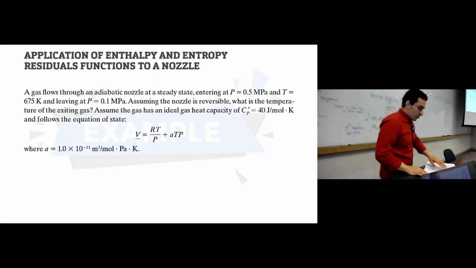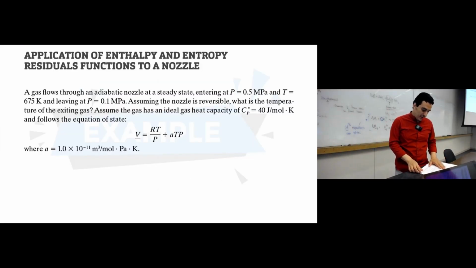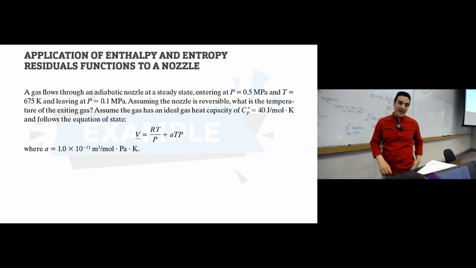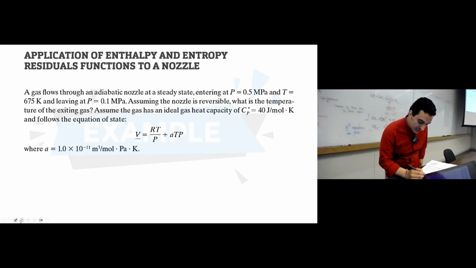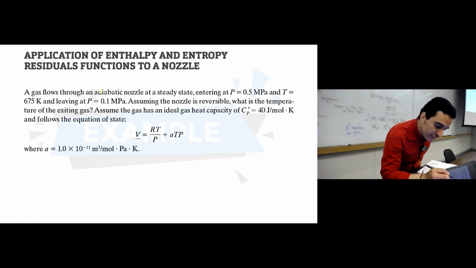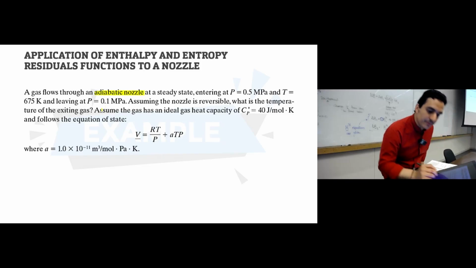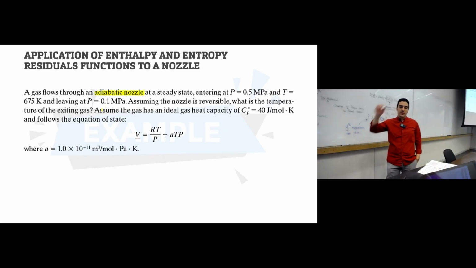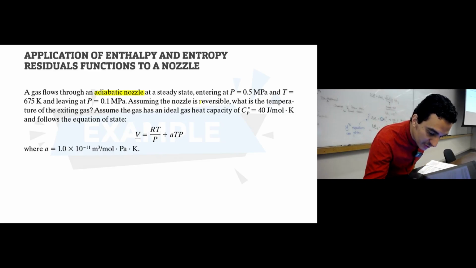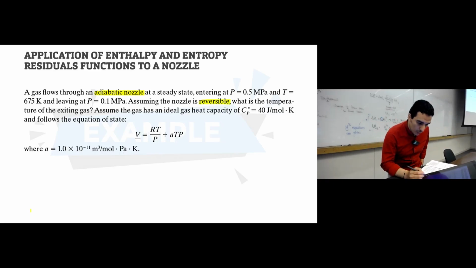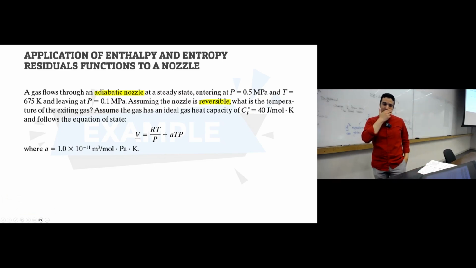Let's have one more example. So this example says we have a gas flows through an adiabatic nozzle at steady state. Here we have an adiabatic nozzle at steady state, entering at 0.5 megapascal at 675 Kelvin and leaving at 0.1 megapascal, assuming the nozzle is reversible. What is the temperature of the exiting gas, assuming the gas has an ideal heat capacity of 40 joule per mole Kelvin?